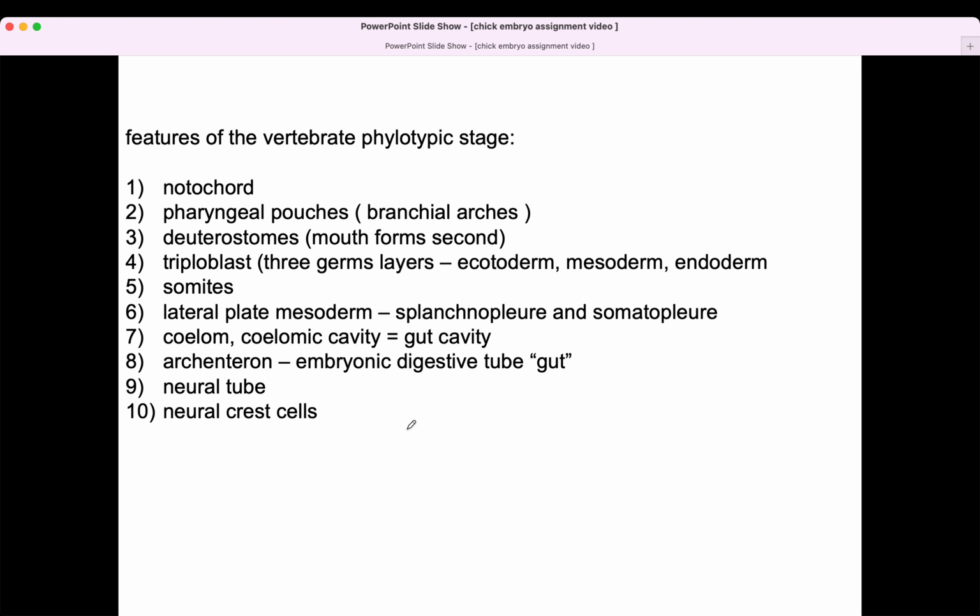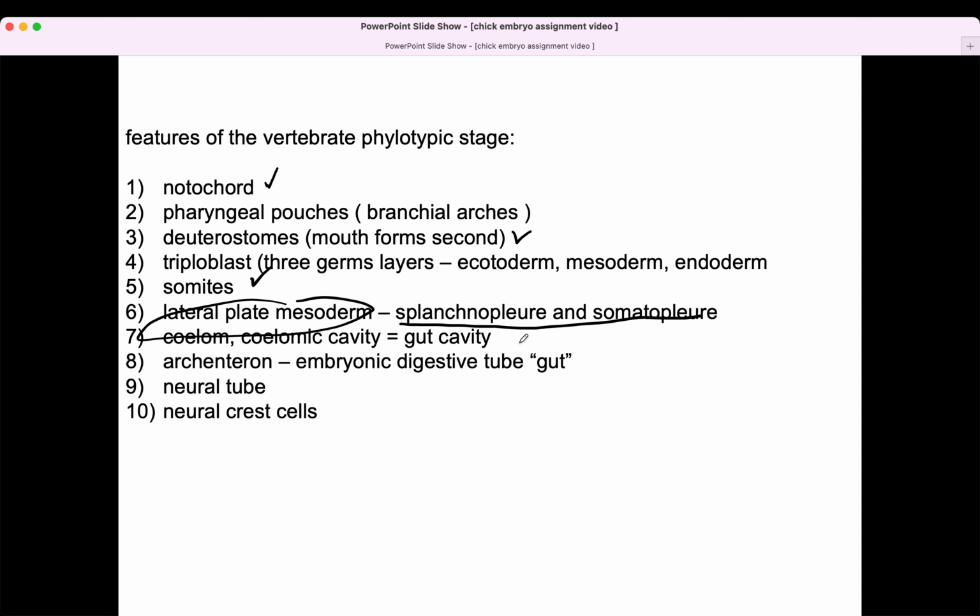So let's just look at this list. I want to just say something briefly about a couple of these. So we really will continue to talk about the notochord, but we've talked about that some. We've talked about the deuterostomes and the triploblastic body layers in class, the ectoderm, mesoderm, endoderm. And this is a new term for us, lateral plate mesoderm, and you'll see that the lateral plate mesoderm gives rise to the splanchnopleure and the somatopleure.